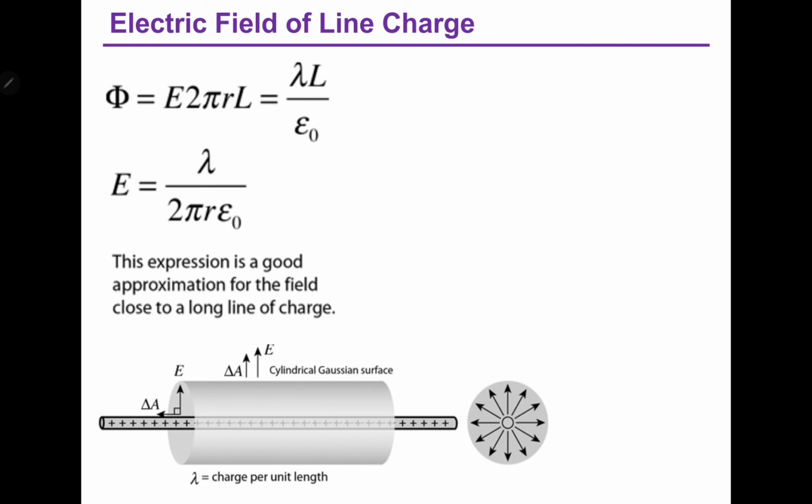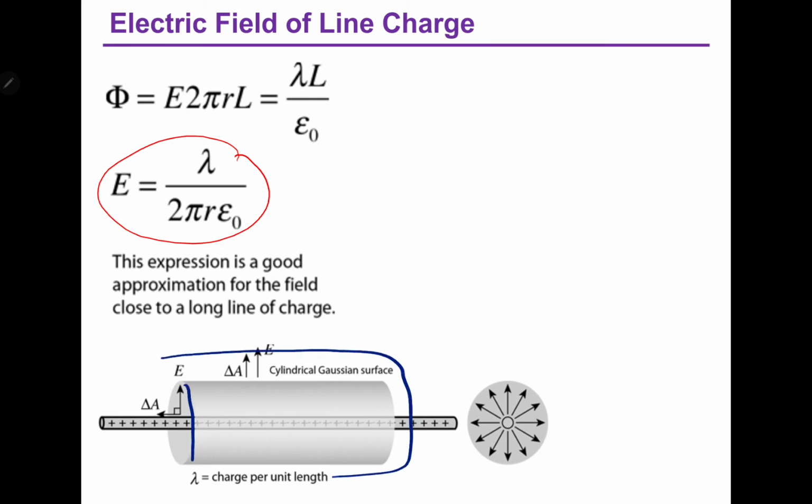So if there is a cylindrical charge distribution, the formula will be exactly the same, right? Why? Because if charge is distributed in this kind of cylinder, another Gaussian surface will also be a cylinder, and it will be the same case, and you will end up with this formula.